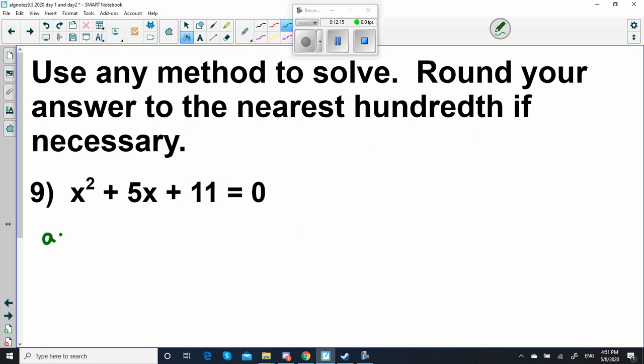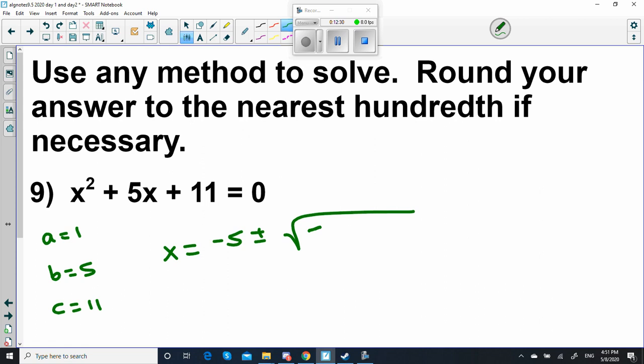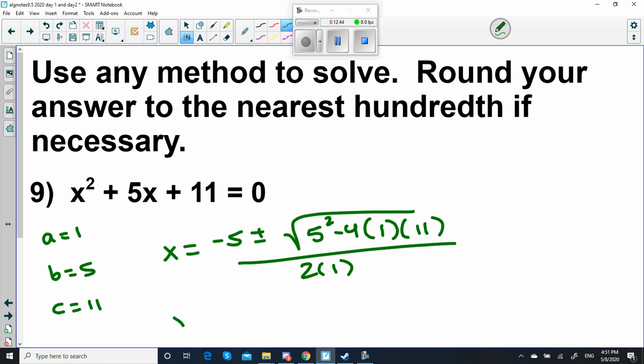So a equals 1, b equals 5, c equals 11. And I'm just taking that right from the quadratic equation there. All right, so let's use the formula. x equals negative 5 plus or minus 5 squared. Whoops, it's minus, not plus, Mrs. Tellas. Try that again. Minus 4 times 1 times 11 over 2 times 1. All right, so negative 5 stays the same in the front, plus or minus. Now I'm going to use my calculator on the back portion, the discriminant. So 5 squared minus 4 times 1 times 11 is negative 19.